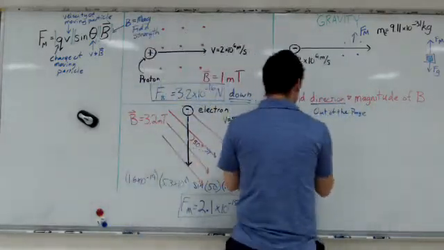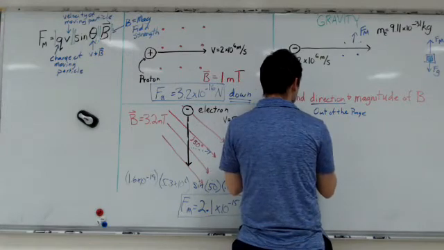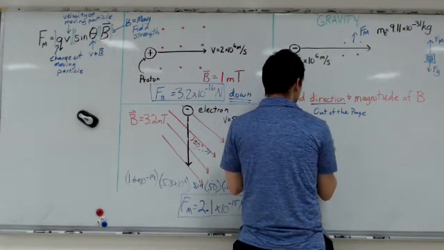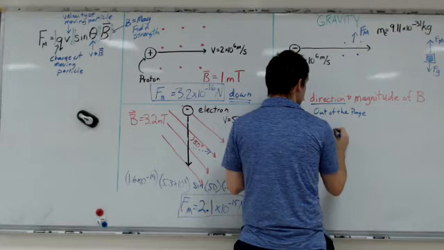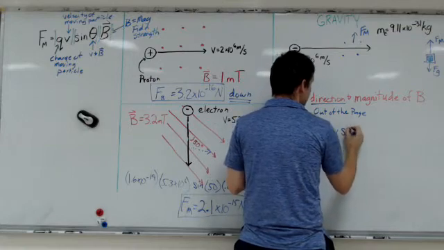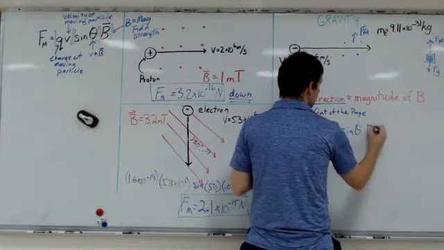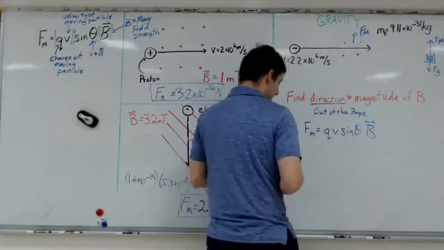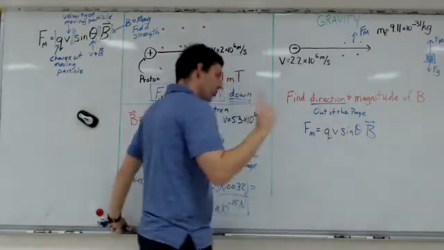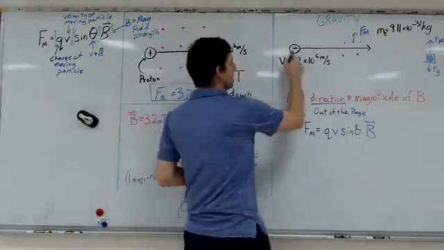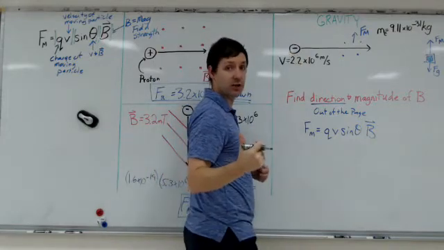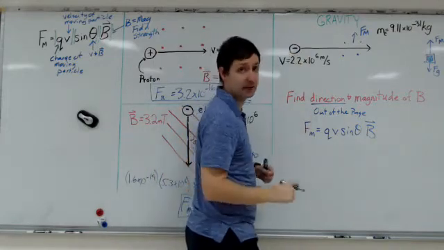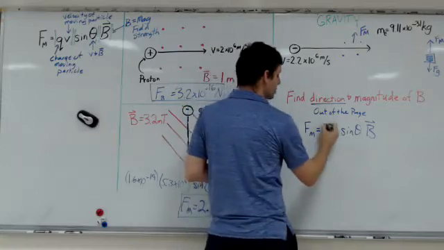All right, so now we want to be able to calculate the magnitude of B. So the magnitude of B, remember we've got the magnetic force is equal to the charge times the velocity times sine of theta times B. Now, I do have at this point, it's an electron. So I know the electron is 1.6 times 10 to the negative 19th. So I do know my charge.